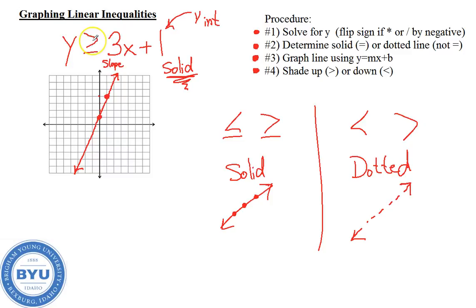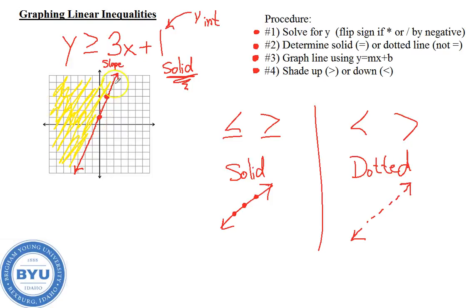In my last step, I need to shade. Because it's an inequality, we have an infinite amount of solutions that could make this statement true, and they'll all be on one side of the line. If it's greater than, we're going to be shading above the line. If it's less than, we'll be shading below the line. Because we have a greater than or equal to sign, greater than means shade above, and so we would shade above the line like this.